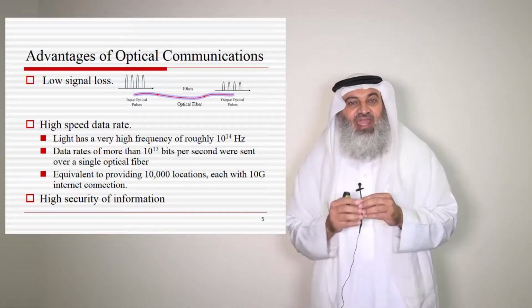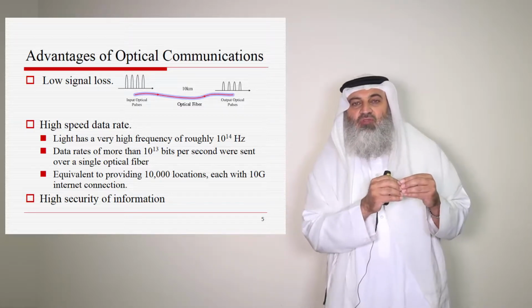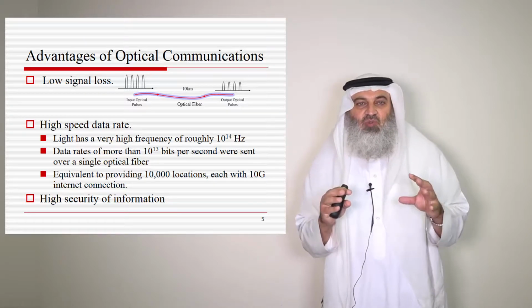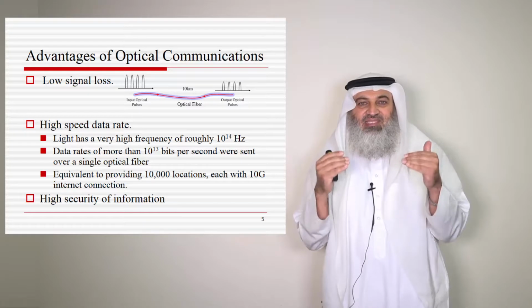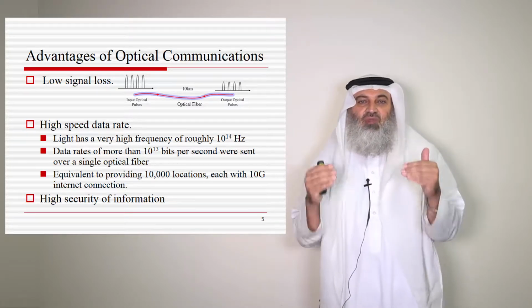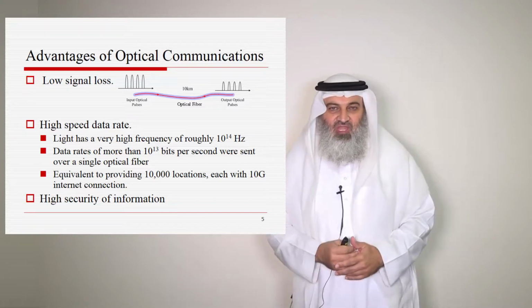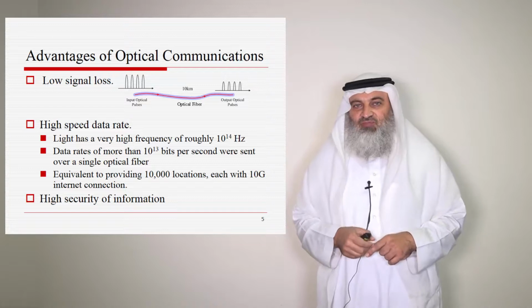Light is different. Light does not emit any radiation. So when you let light go through fiber, it's very secure, and no matter how close you get to the fiber, you cannot get anything. It does not radiate anything, unless you really go and break the fiber. But if you break the fiber, you break the whole communication. So it's very secure in that sense.